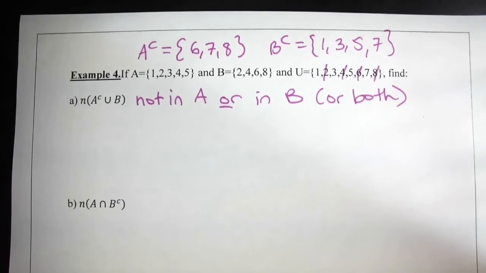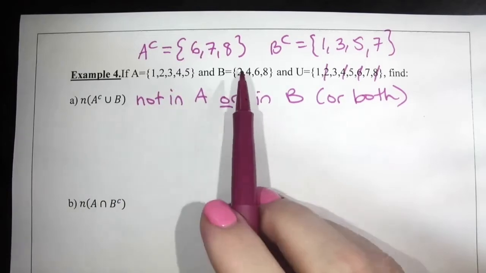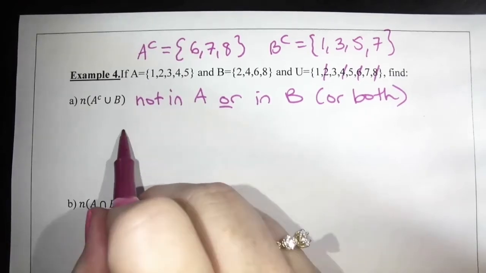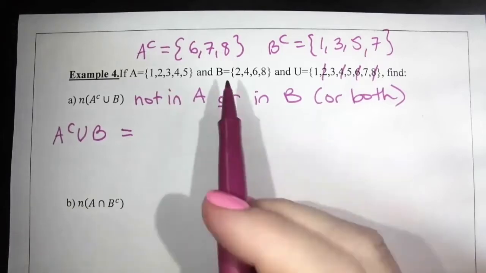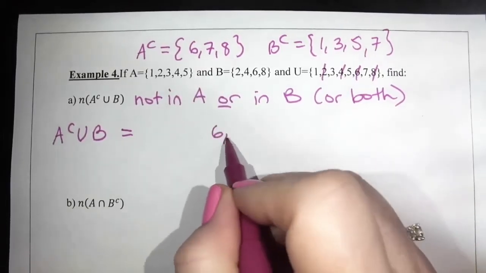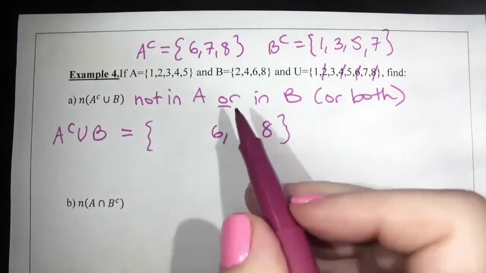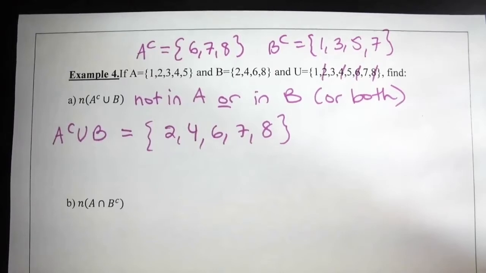Well, let's look at what's not in A first. Not in A is 6, 7, 8. Or it can be in B, which is 2, 4, 6, 8. Or means you write down everything that's in either of them and just don't write anything twice. So A complement union B would be everything not in A, which is 6, 7, and 8. And then anything also in B that we haven't counted yet. So we've already counted the 6 and 8. So 2 and 4 are also in B.